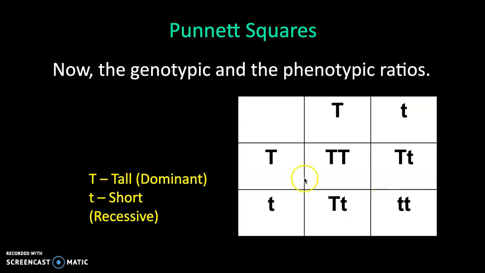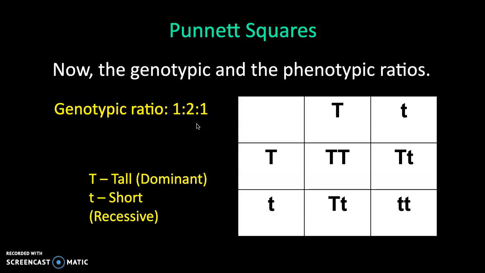So here we have our Punnett square once again. The genotypic ratio, as I mentioned, is going to measure how many homozygous dominant offspring there are, how many heterozygous offspring there are, and how many homozygous recessive offspring there are. So based on this Punnett square, we can see that there is one homozygous dominant, there are two heterozygous, and there is one homozygous recessive. So that genotypic ratio is displayed here.